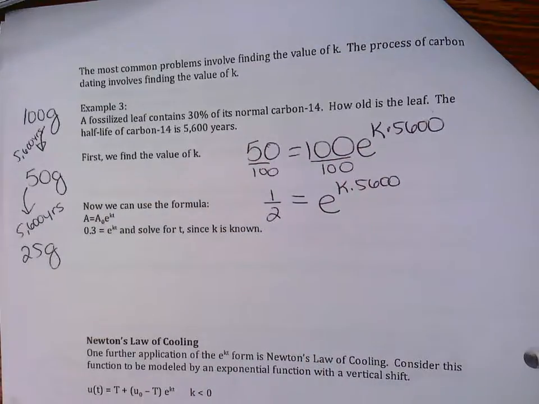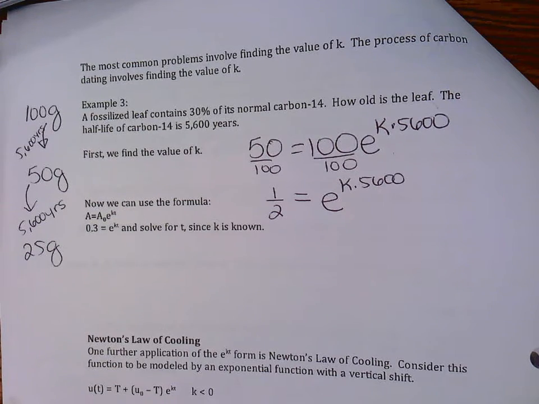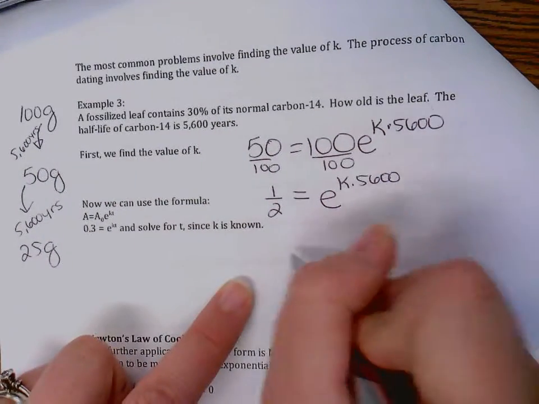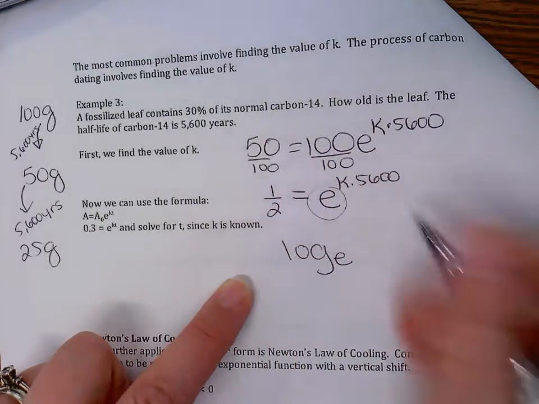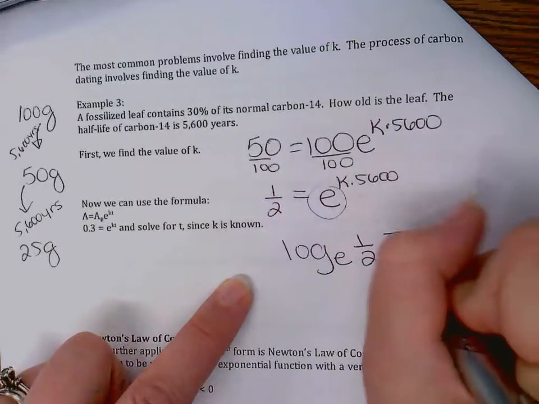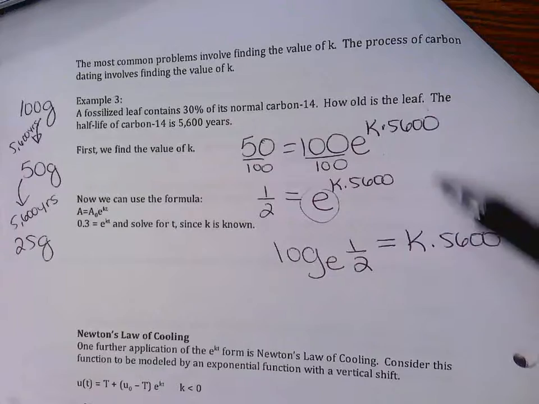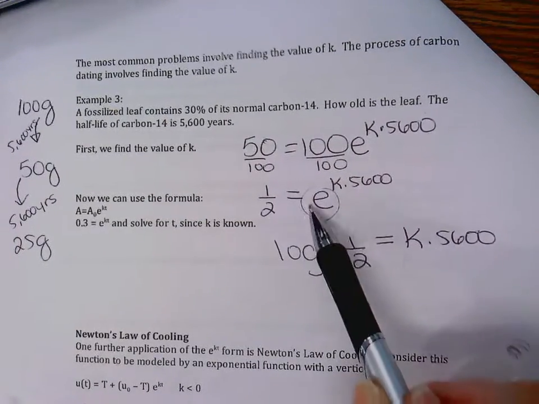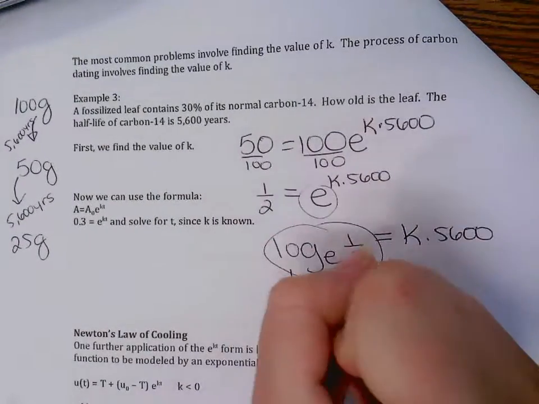What would be your next step? Can't divide by e. It's an exponential problem. You're going to turn it into a log problem, right? So I'm taking this base, the log base e of 1/2 equals k times 5,600. Would you agree those are equivalent statements, right? e to the k times 5,600 equals 1/2. This I evaluate. It's really just the natural log of 1/2.